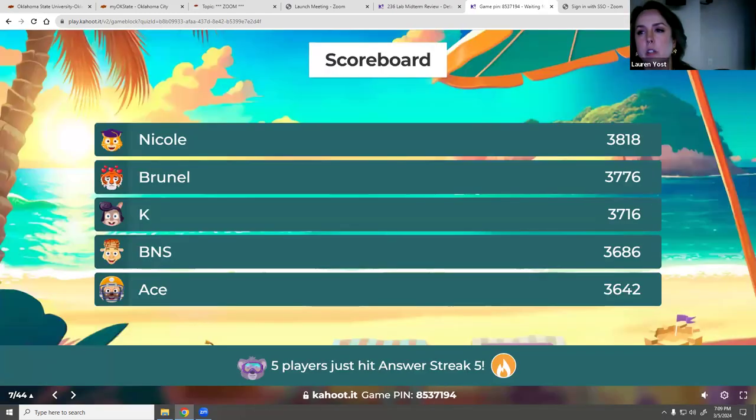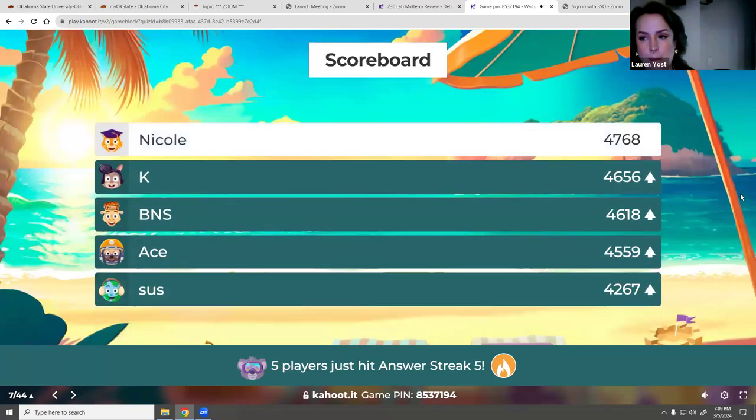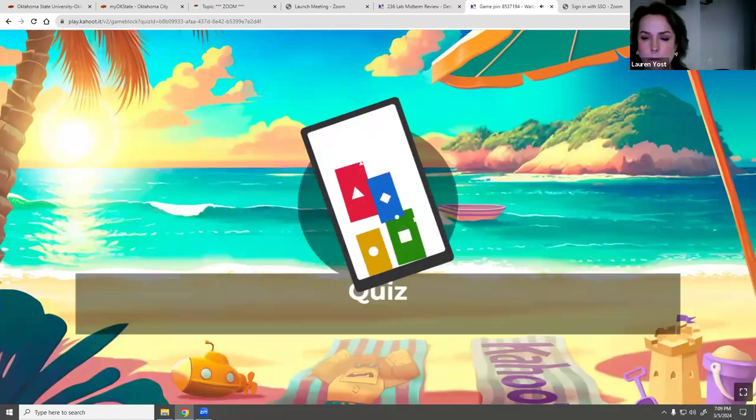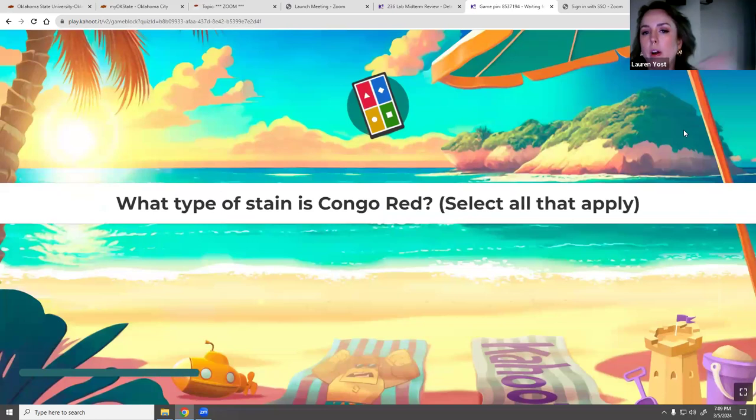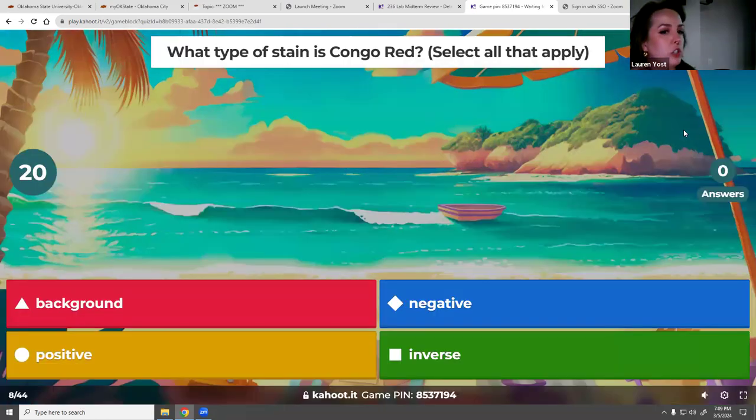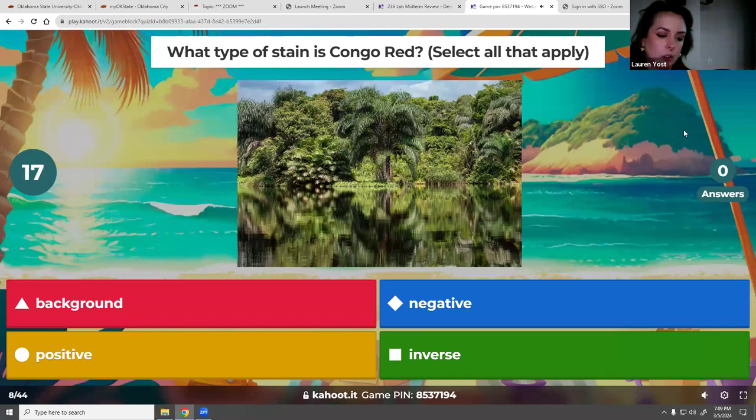It's going to ask some questions about it. Or it could be more than one. What type of stain is Congo red? I'll let you know it is two of these. Two of these are correct.